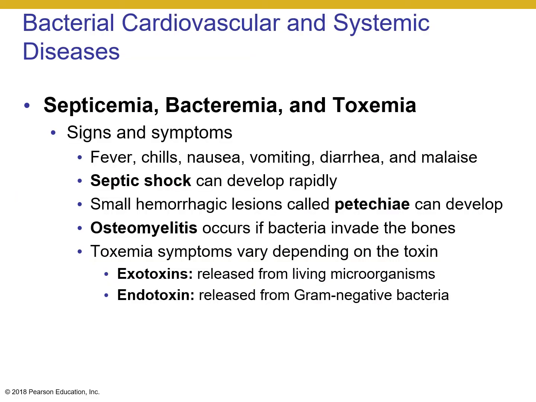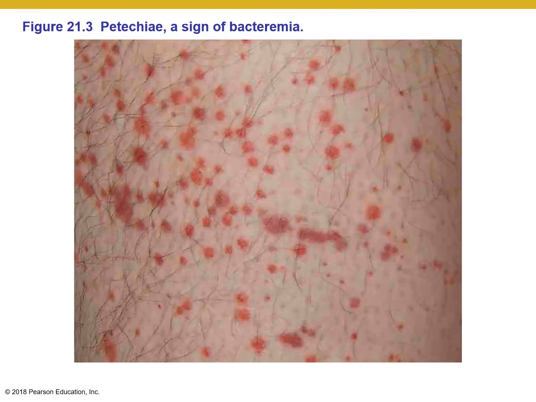Toxemia symptoms are different for different toxins. Exotoxins are released from the living organisms, and endotoxins are released mainly from gram-negative bacteria. Here is a picture of petechiae. Looks like teeny tiny little bug bites.